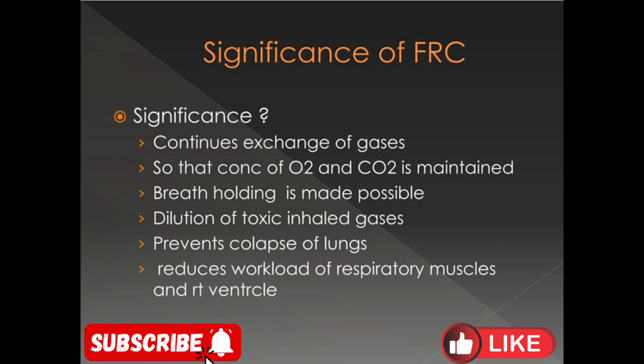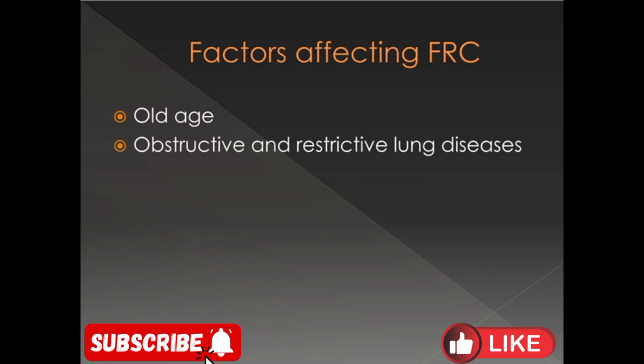When we remove air from the lungs, when there is a decreased concentration of air within the lungs, the lungs become collapsed. They will join with one another just like balloons. It reduces the workload of respiratory muscles and the right ventricle. Factors affecting functional residual capacity: old age, obstructive lung disease, and restrictive lung disease. Various types of disease basically decrease the functional residual capacity.